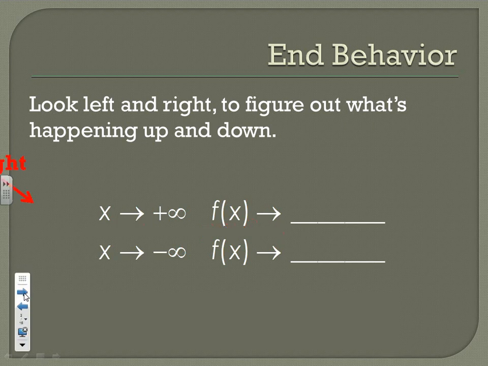Okay? So as x is going out to the right, or as x is going out to the left, what is my graph doing? Is it going up? Is it approaching positive infinity? Or is it going down? Is it approaching negative infinity? That's all it's saying. Okay?